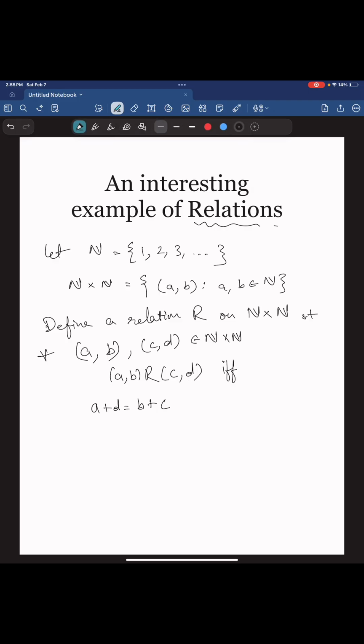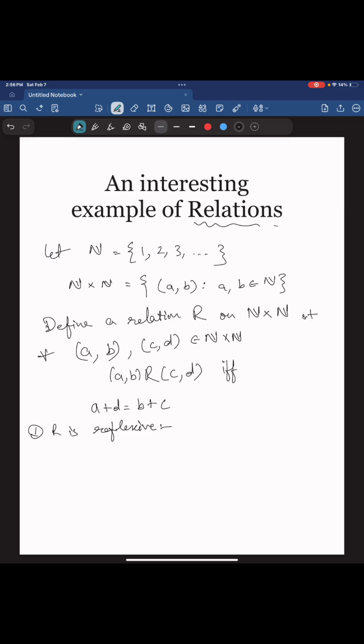If you want me to define or teach what this Cartesian product means, or what a relation is, or what an equivalence relation is, I can do that in some other video, but today we assume that we are familiar with this. Okay, now we are going to prove that this R is an equivalence. In order to prove R is an equivalence, we will first show that R is reflexive.